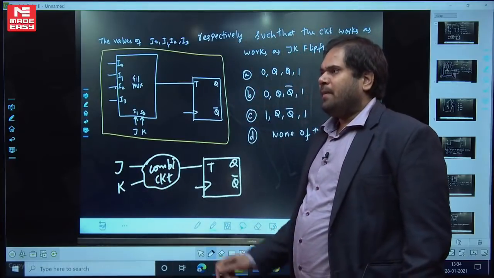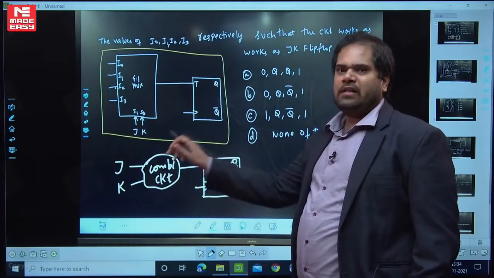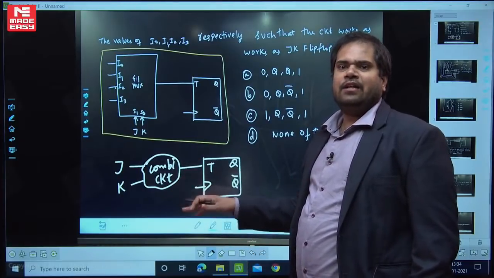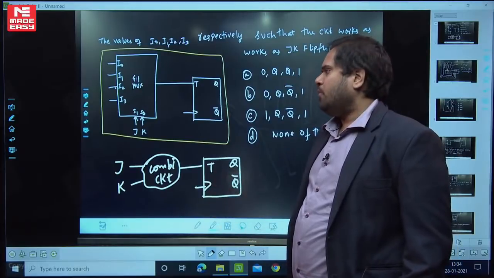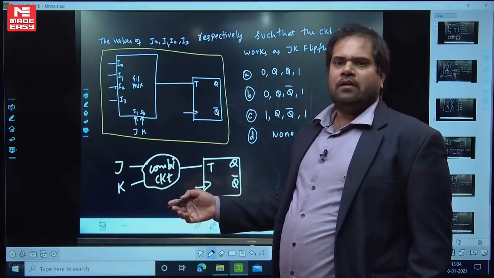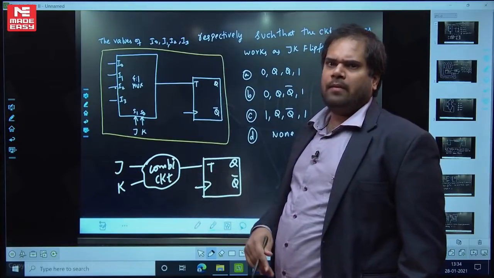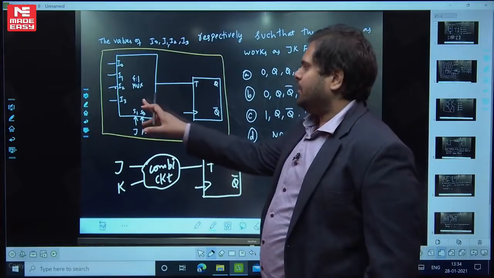You have a T flip-flop. You have to construct a JK flip-flop. What will we do? We take some extra combinational circuit and then create a total JK flip-flop. In this question, what did he do? Normally we design using the gates: K map, AND gate, OR gate, XOR gate. But in this question he gave a multiplexer.